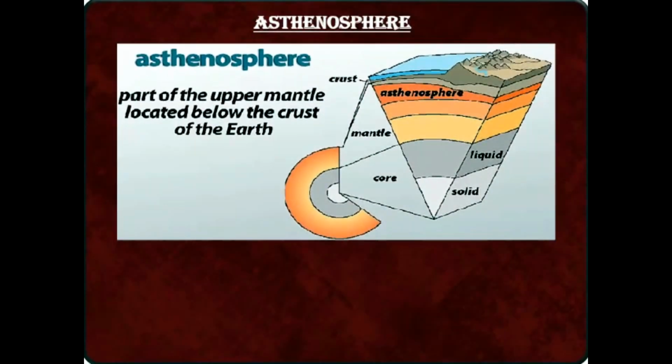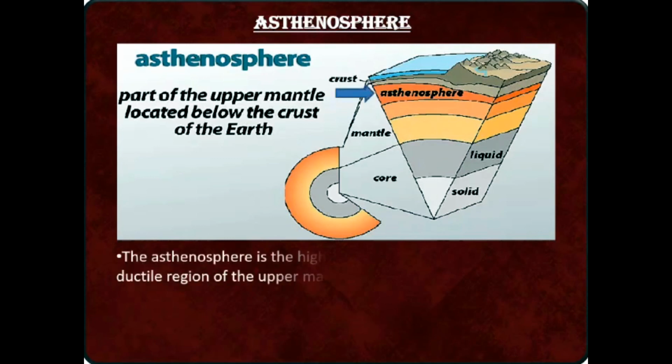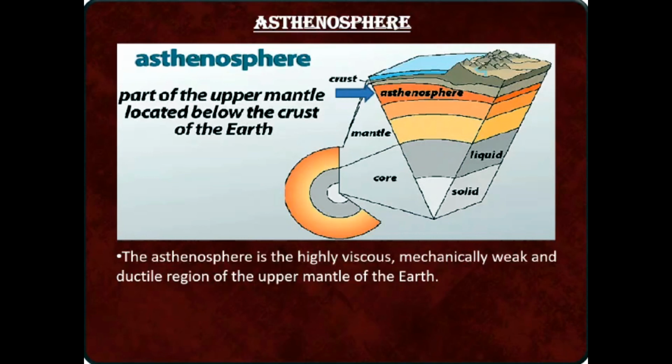Students, let us understand what is asthenosphere. Now what is asthenosphere? It is the part of the upper mantle located below the crust of the earth. You can see in the picture, students. The asthenosphere is highly viscous, mechanically weak and ductile region of the upper mantle of the earth. Now what is viscous? Viscous is the sticky consistency between the solid and liquid.